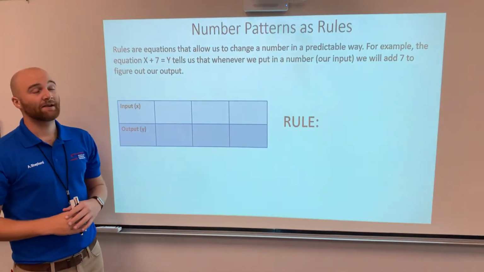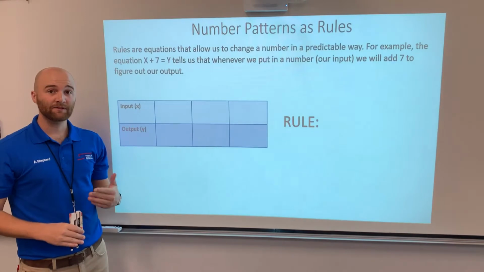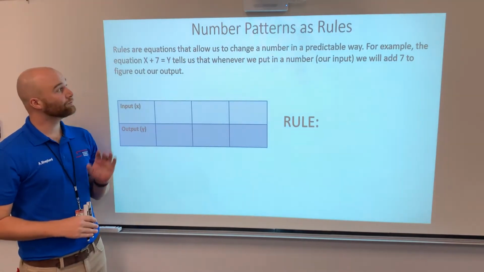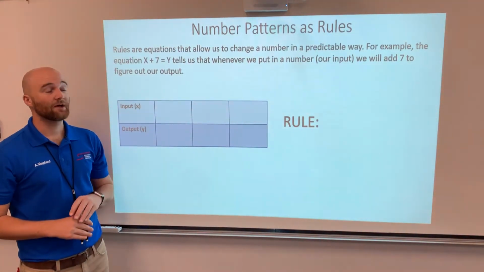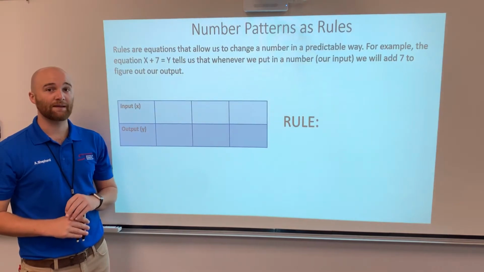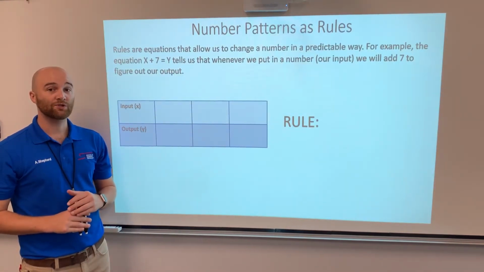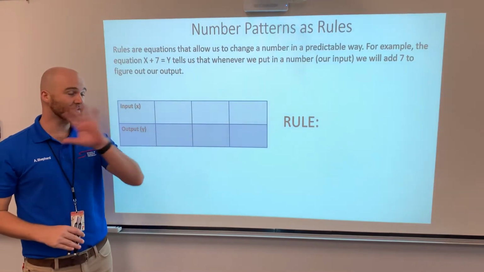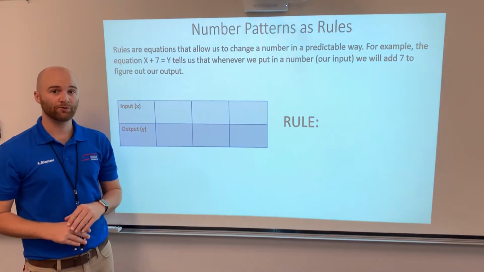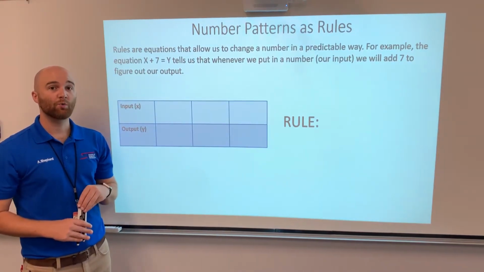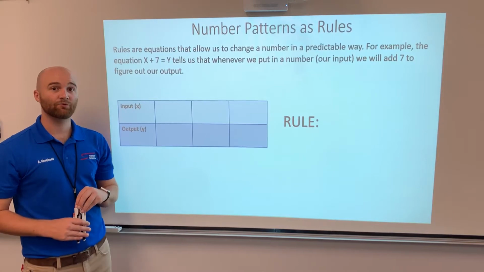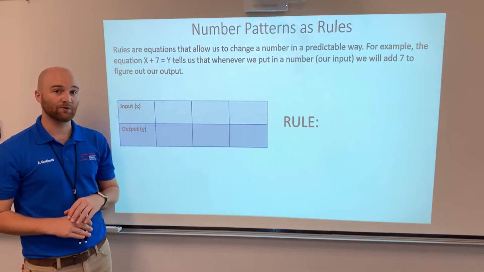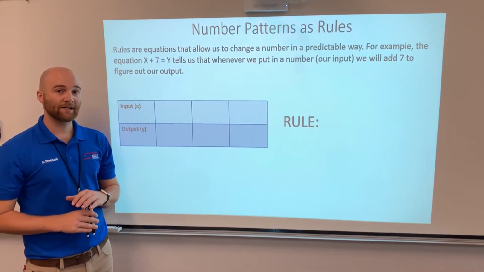Today we'll be talking about number patterns and how they relate to rules. A rule is an equation that helps us to change a number in a predictable way. We can use a rule and pick any number we want in the whole world, and if we follow the rule, we'll get out a very predictable result. We'll get a very predictable output. Let's look at an example.